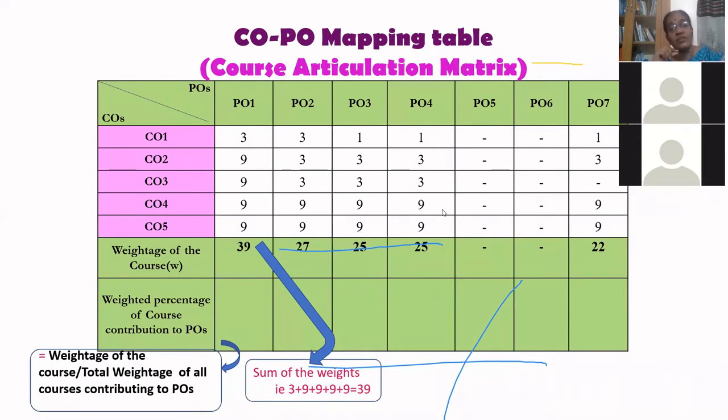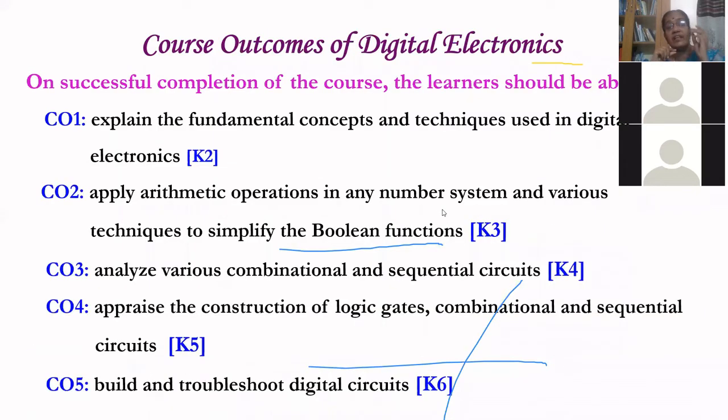For all the courses, the respective course teachers will write the course outcomes, form the CO-PO mapping table, and calculate the weightage of their own courses. After completing the weightage of all the courses, you have to put one matrix. That matrix is nothing but the program articulation matrix.